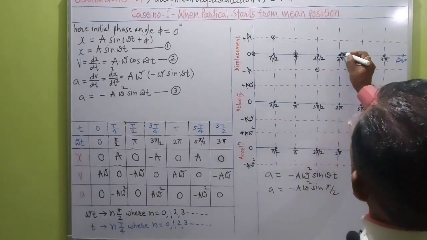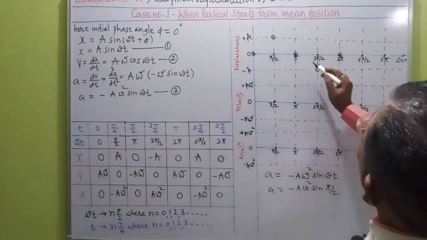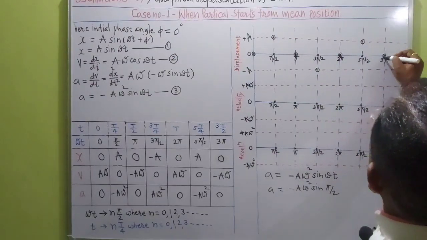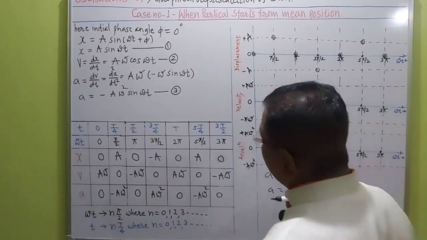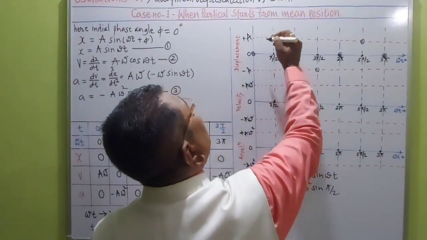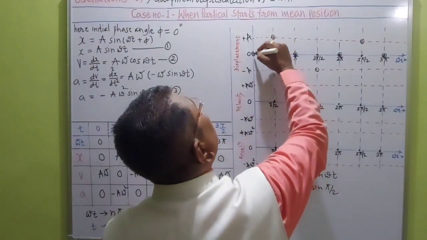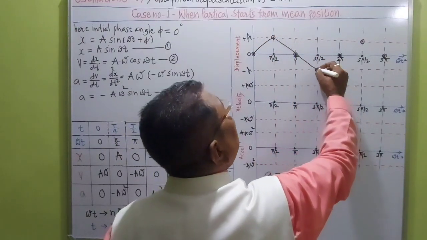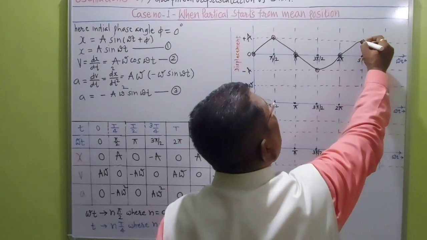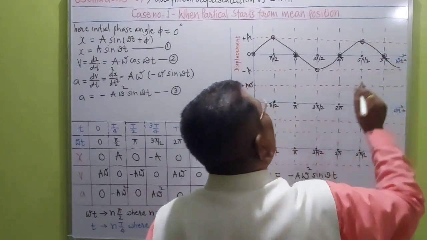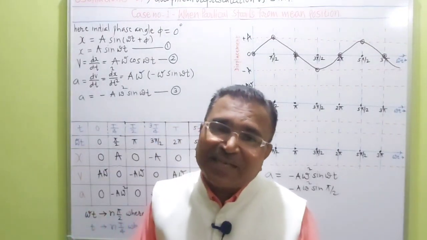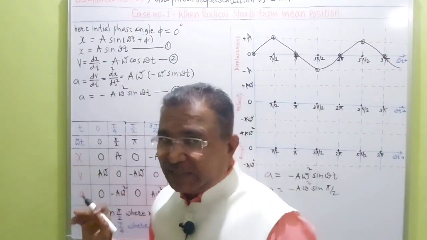The other points definitely come here like this, and the graph we get is like this. See the graph. This is the graph of the displacement time curve. Now let us see velocity.